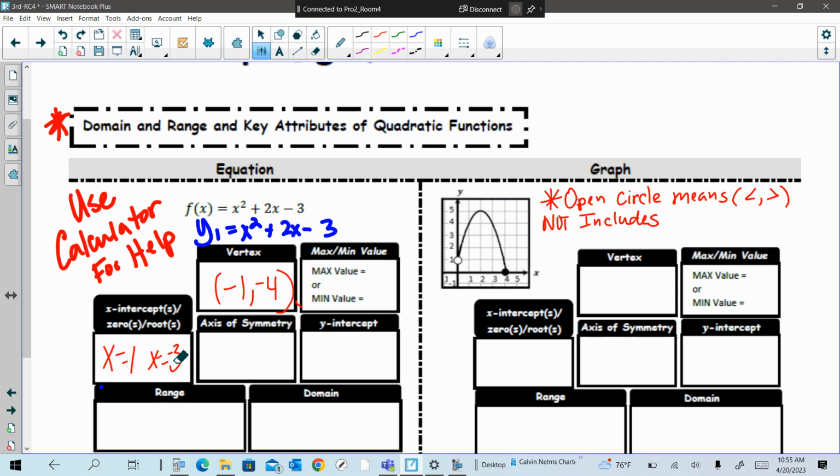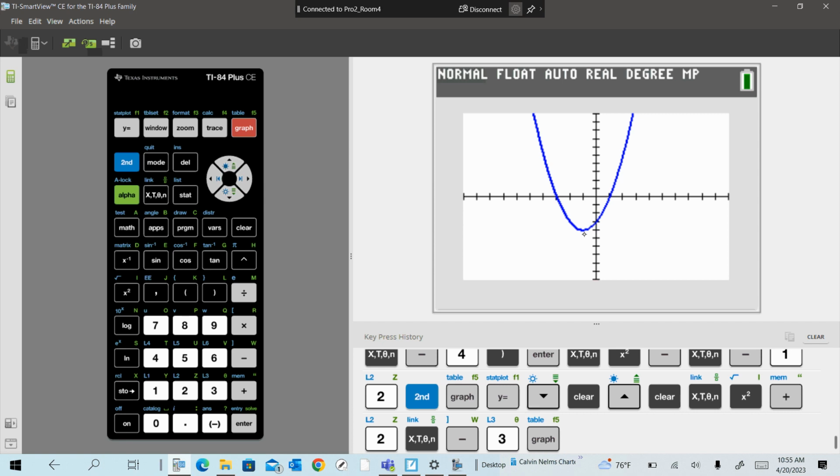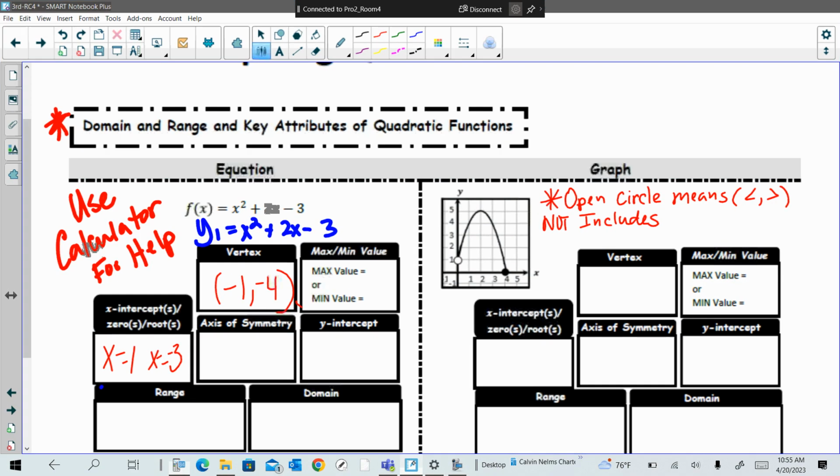Now, does your graph have a max value or a min value? And what is that min value? Yep, -4. Our min value equals -4. I'm just going to circle that. Now that I see the vertex, what would the axis of symmetry end up being? Yeah, so x equals -1. Done.